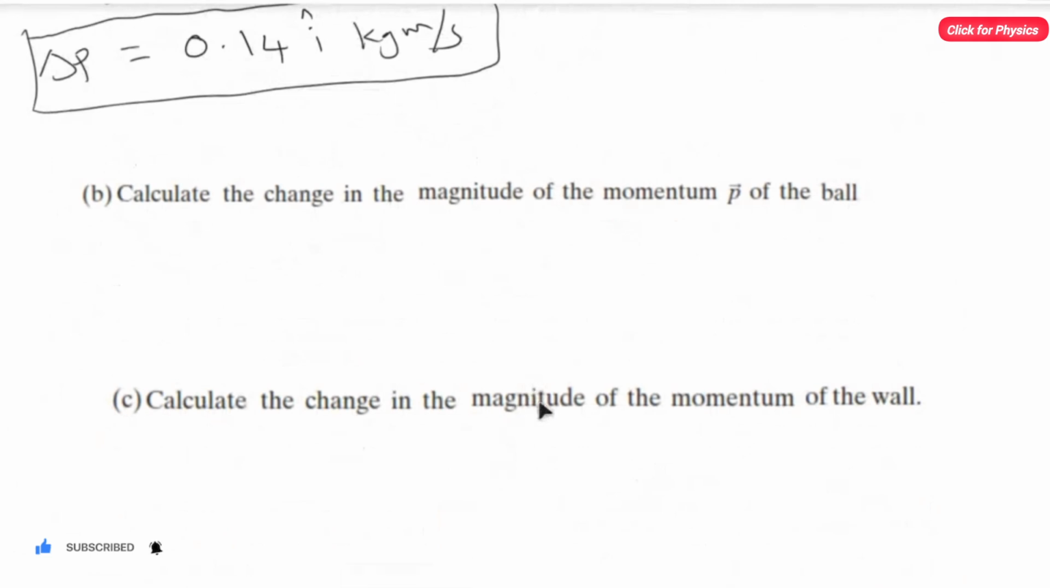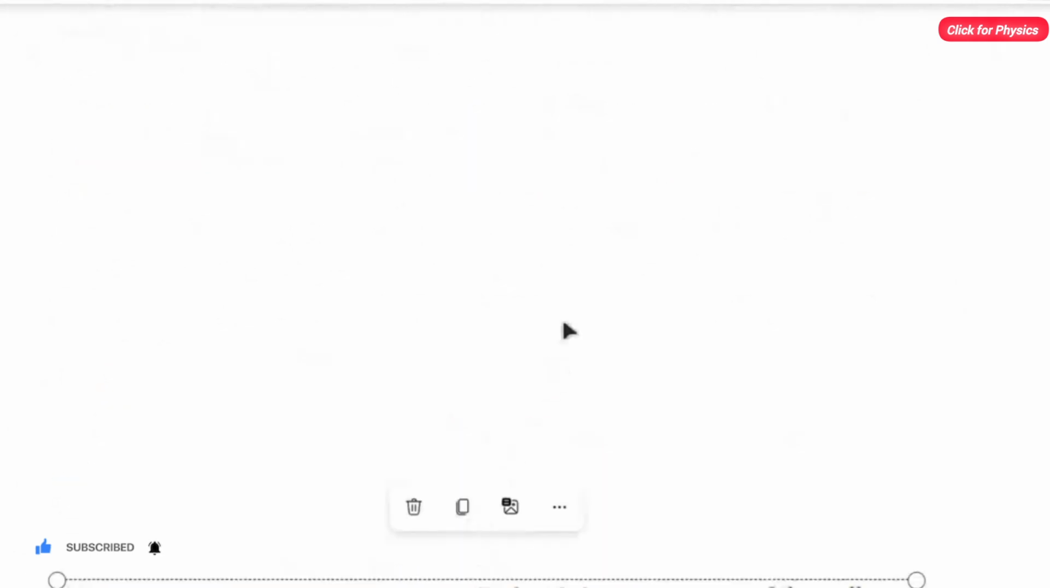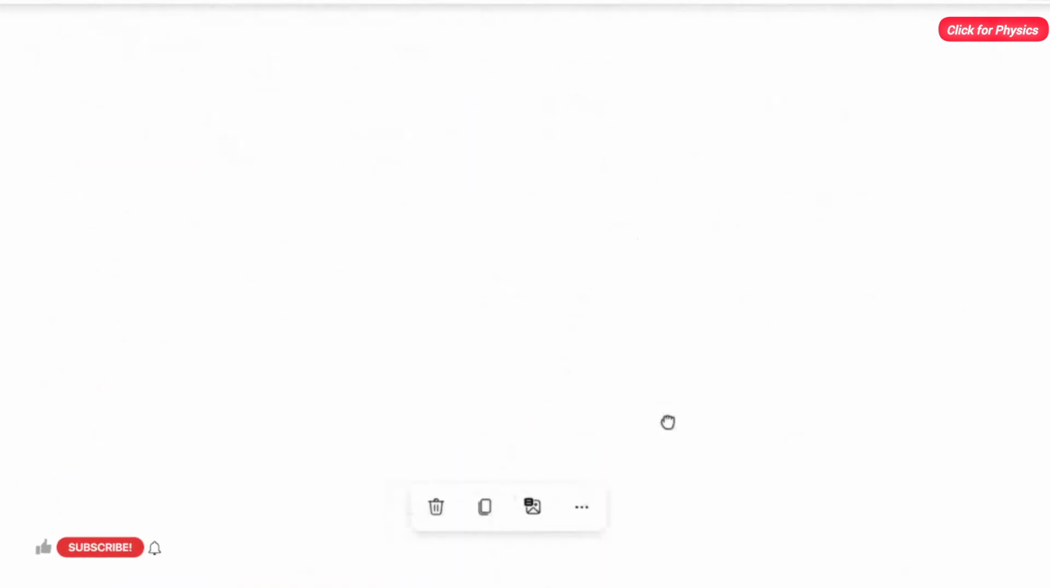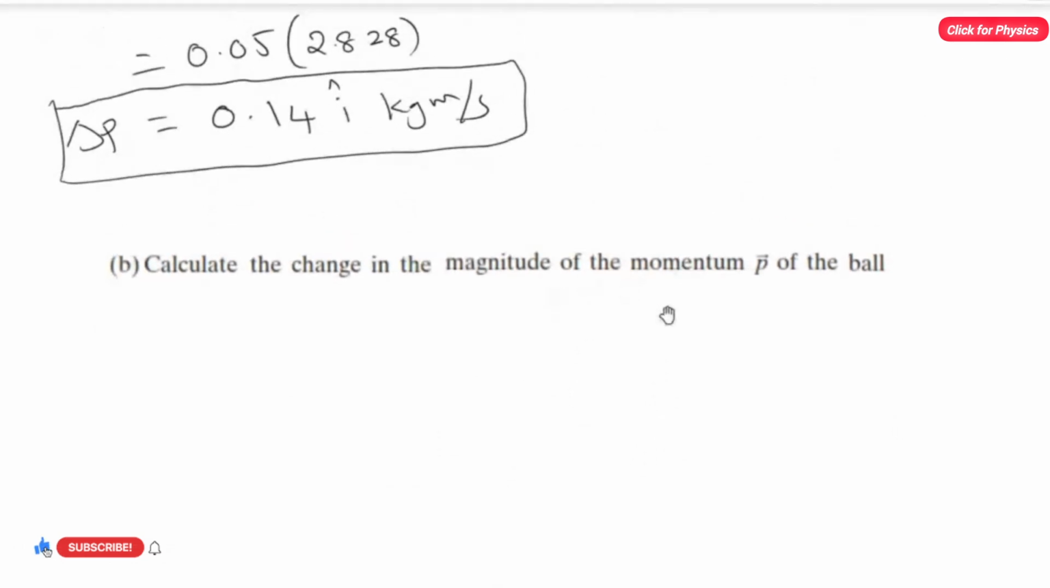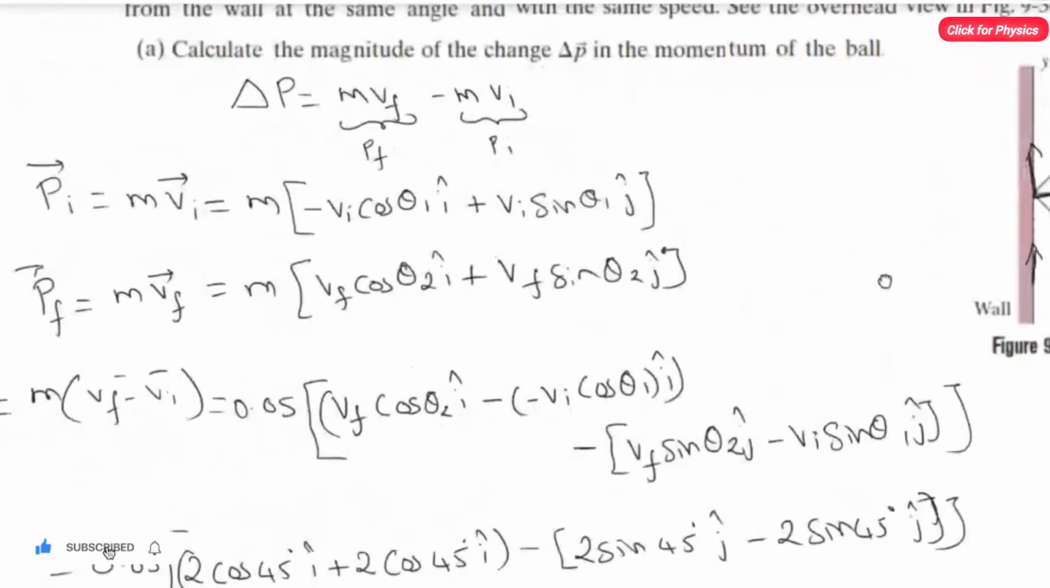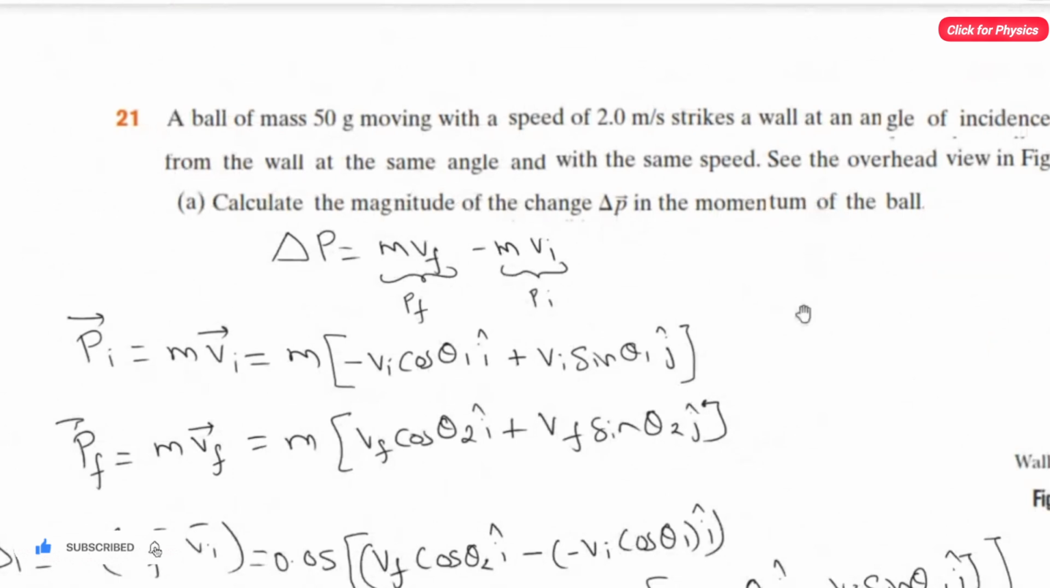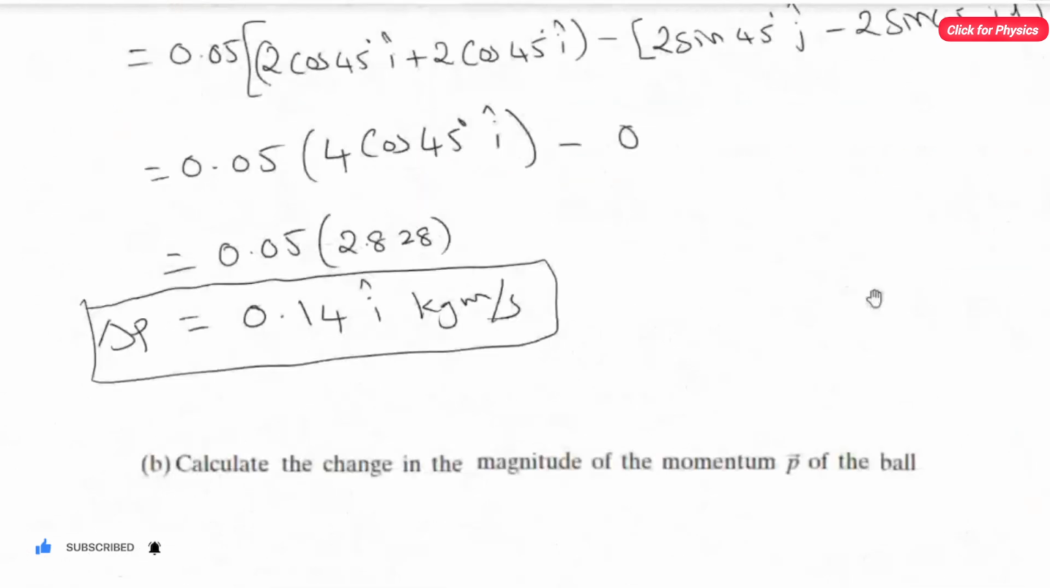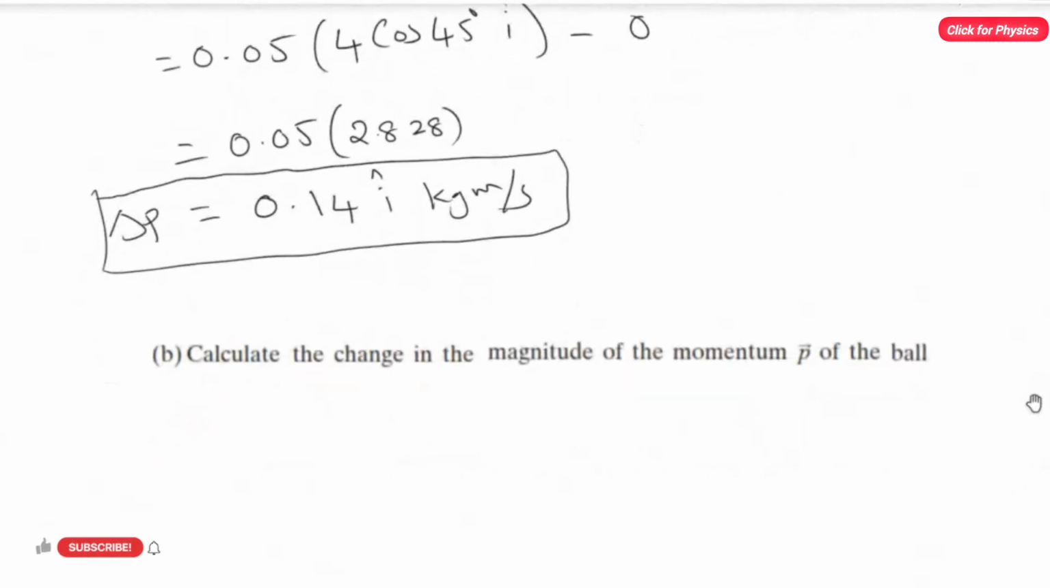What is given in the second question? We have to find the magnitude of the change in momentum of the ball. So for the second part, what we have to do is find the magnitude. Again, we have to substitute the values for Pi and Pf, and by that we will get the answer.